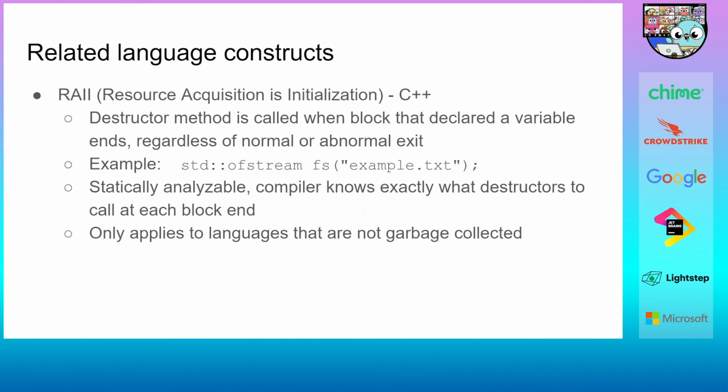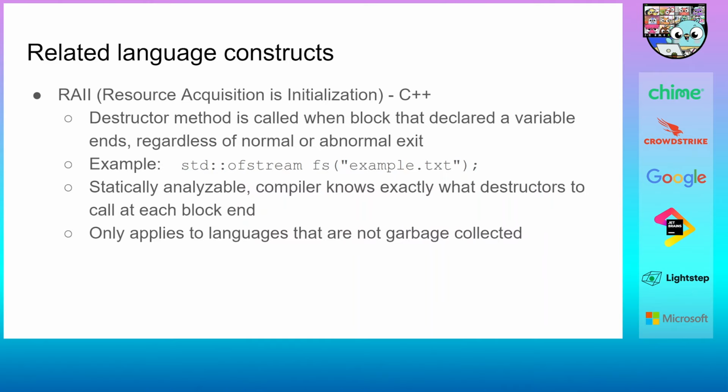So, in the declaration I display on the slide, the variable fs is declared as type ofstream. But also, since the file name string is specified as a constructor argument, the file example.txt is opened and used to create the file stream. When the destructor is called at the end of the block, the file will automatically be closed. And this will happen regardless of whether the block is exited normally or via an exception.